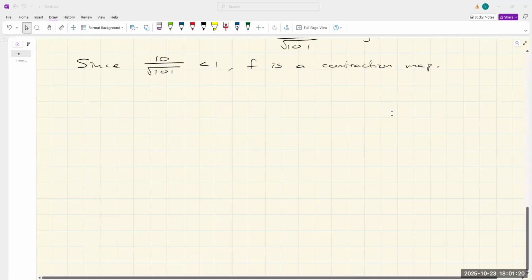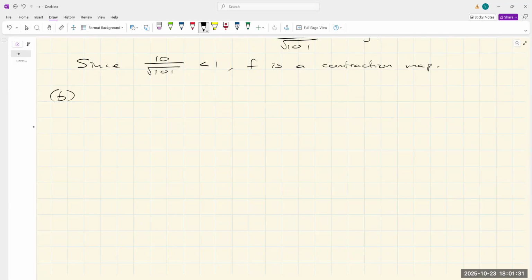Now, the next part is they want us to show that there are no fixed points. Remember, a fixed point simply means f of x equals x. So let's assume that there is a fixed point. So assume f has a fixed point. Let's just call it p. So p is some fixed point. Then by definition of a fixed point, f of p equals p. That's what a fixed point means.